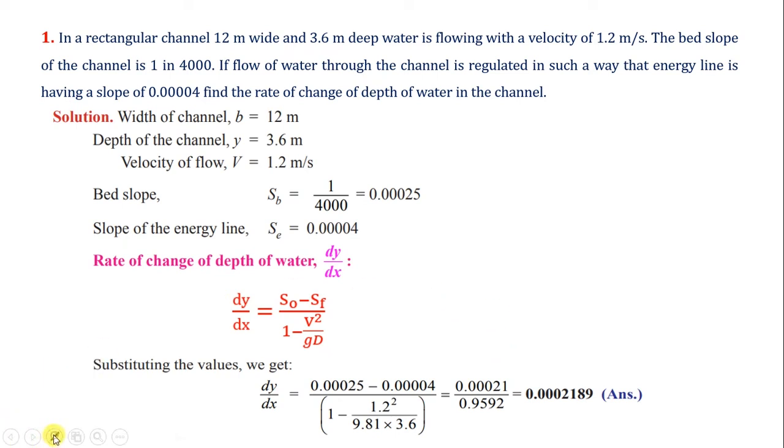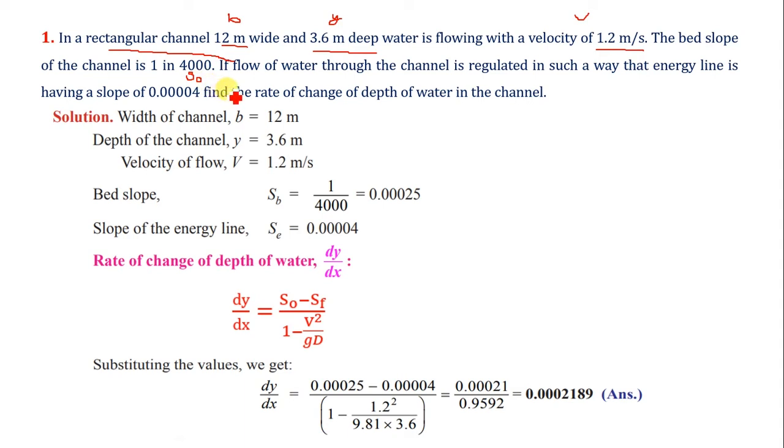Please read out the question here. These are very simple problems, and you will know that when we solve them. This is a rectangular channel 12 meter wide and 3.6 meter deep. Water is flowing with a velocity of 1.2 meter per second. This is the velocity, this is the depth y, and this is the width of the channel b. Now the bed slope of the channel is 1 in 4000. This is nothing but bed slope S naught. That is how we write bed slope.